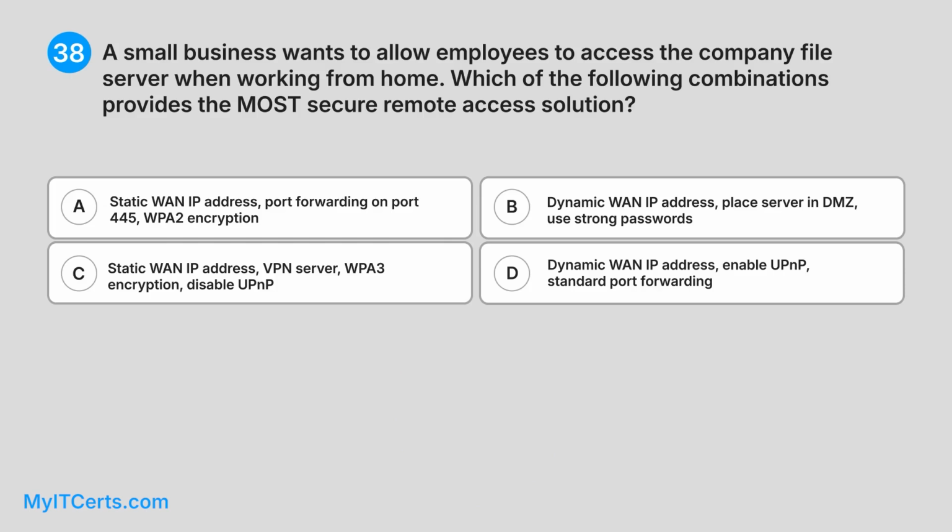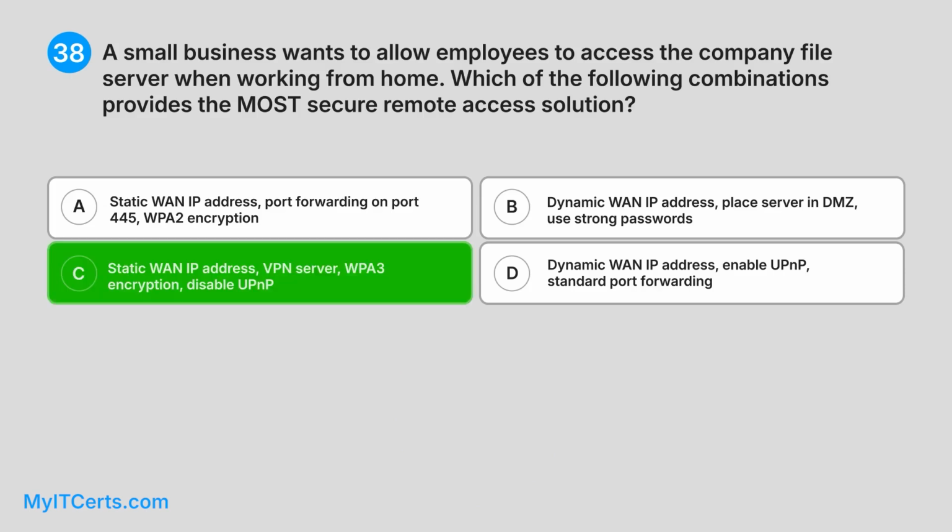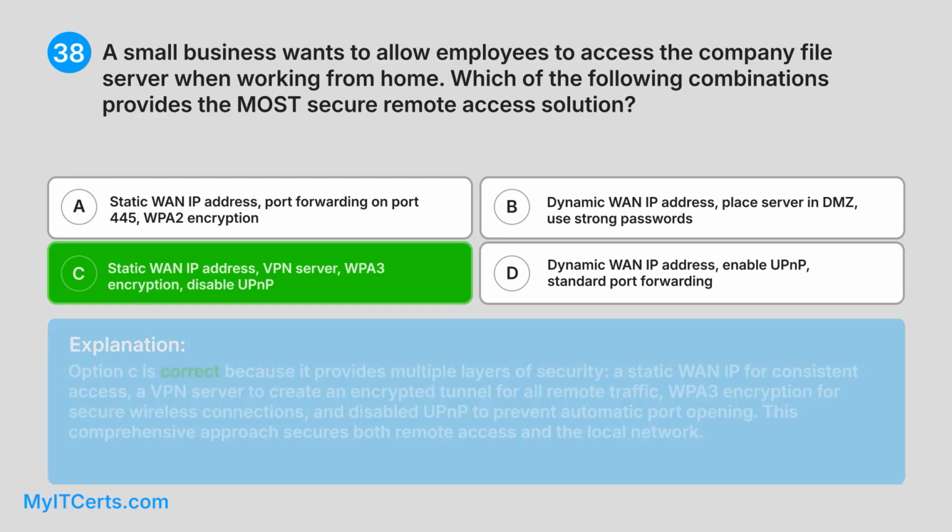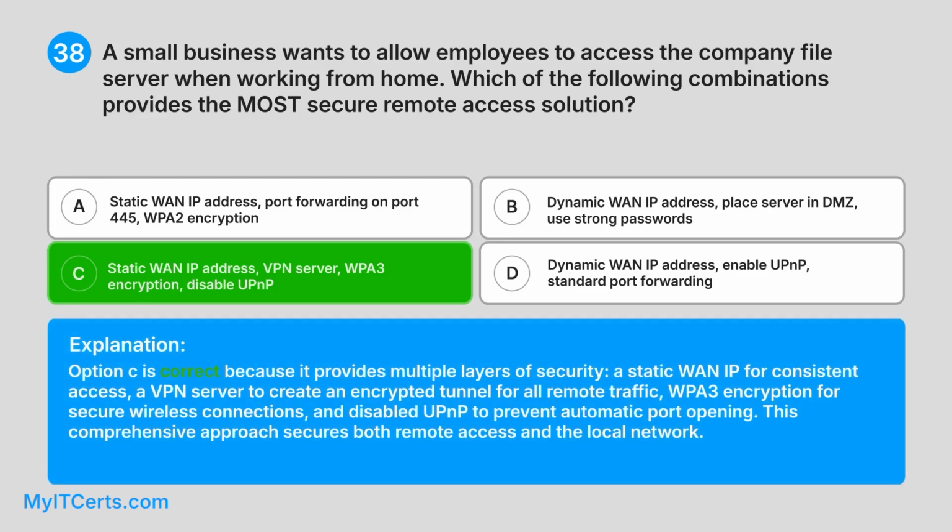Correct answer. C. Static IP address, VPN server, WPA3 encryption, disable UPnP. Explanation. Option C is correct because it provides multiple layers of security. A static IP for consistent access, a VPN server to create an encrypted tunnel for all remote traffic, WPA3 encryption for secure wireless connections, and disabled UPnP to prevent automatic port opening. This comprehensive approach secures both remote access and the local network.